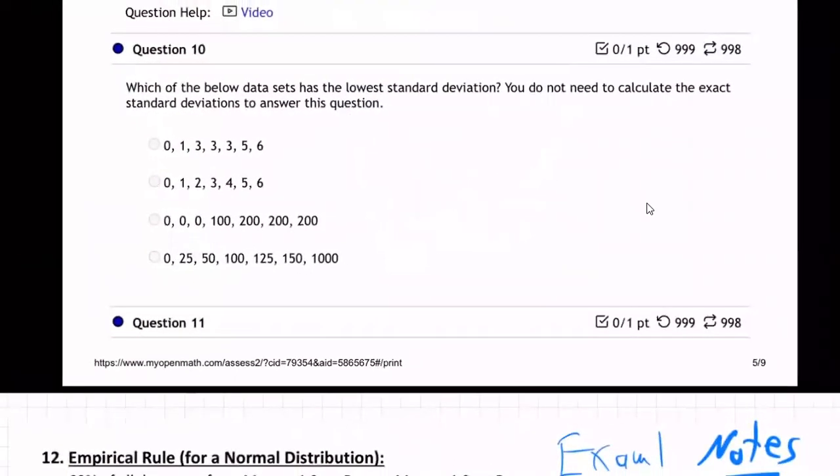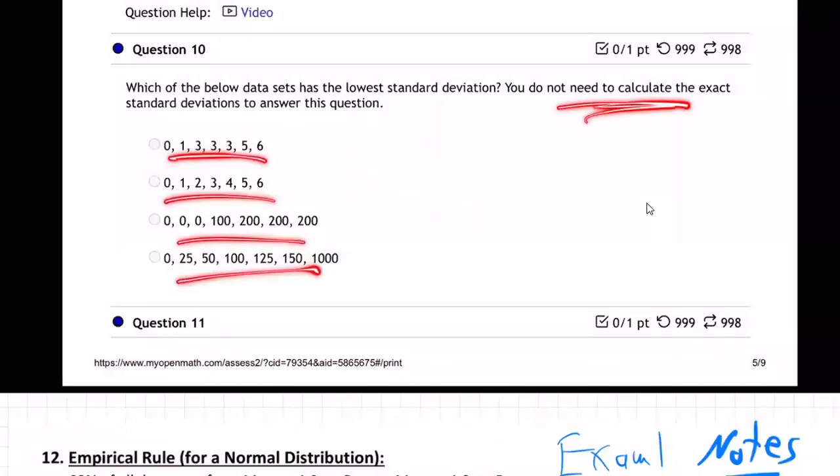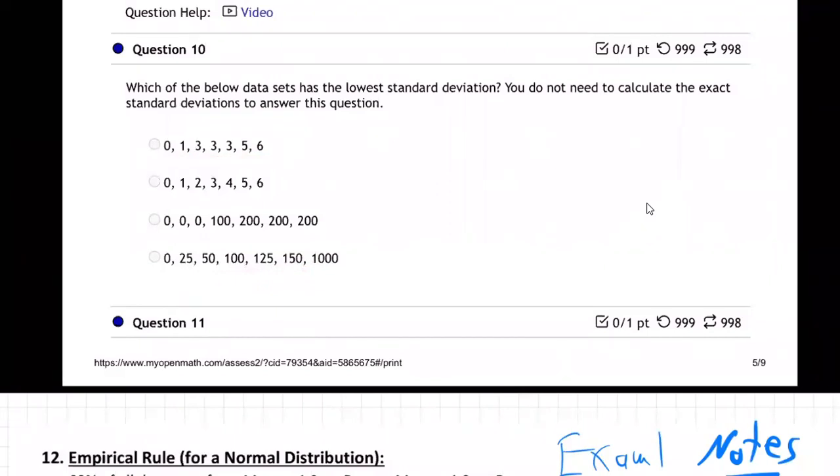Let's go back. So therefore, which of these data sets, we're not going to calculate. No need to calculate. If you understand standard deviation, you can just see it and answer it. Which of these data sets has the lowest standard deviation? So that means lowest spread, right? Because standard deviation is a measure of how spread out the numbers are. So which one of these has the lowest spread?